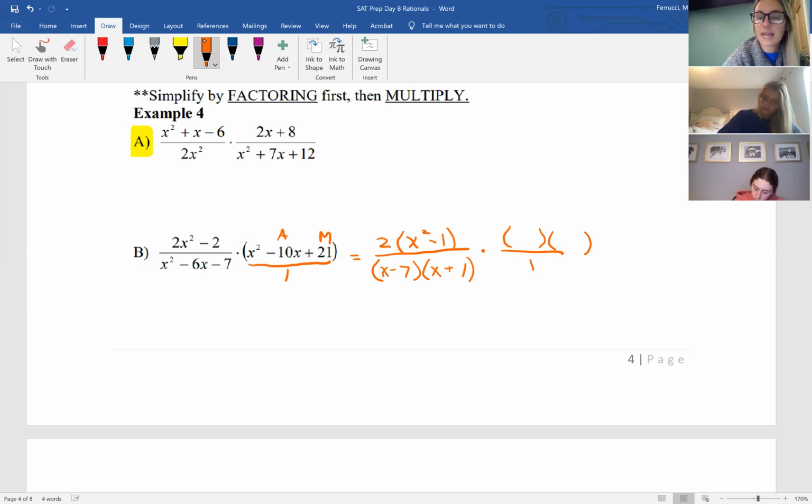When it multiplies to a positive number, it means both the signs have to be the same. Since it adds to a negative number, both of those signs are going to be negative. So now you just got to think, what numbers multiply to 21 and add to -10? Those two numbers would end up being 7 and 3. 21 doesn't have that many factors either.